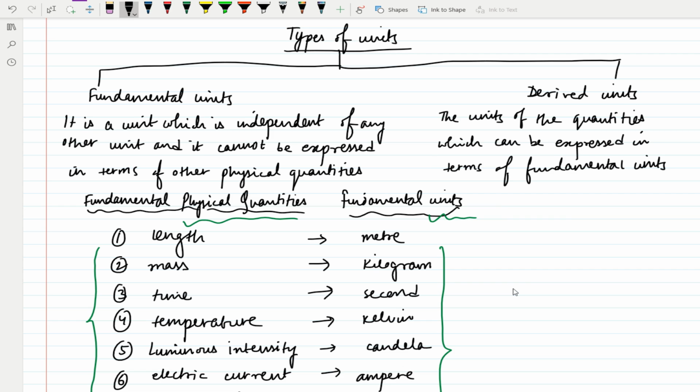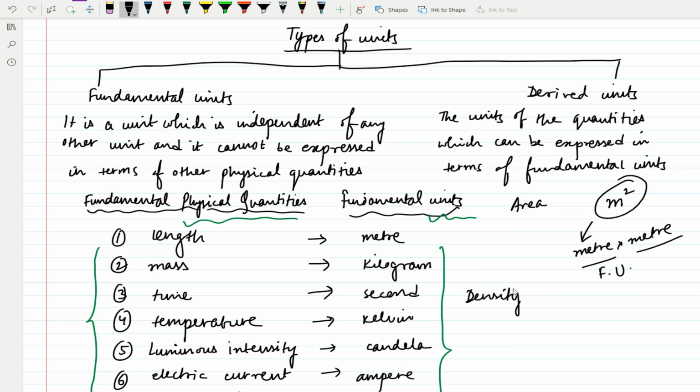Okay, now an example you can take is, suppose, area. You know the unit is meter square, so meter square is a derived unit. How? Because it is made up of meter into meter, and these are fundamental units. Similarly, if you have density, the unit is kg per meter cube. So remember, this is a derived unit. It is made up of kg and meter into meter into meter. All these are fundamental units. Okay, so these are derived units.